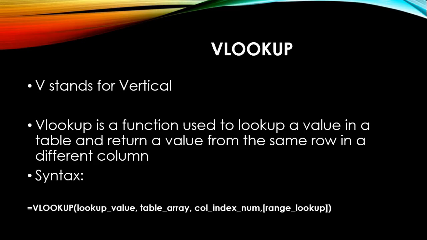So next, what is Vlookup? It is a function which searches for a value in a table and returns a value from the same row in a different column. Got it? And you know the syntax. We have Vlookup. Within brackets, we have the lookup value, table array, column index number, and the range lookup. And all these parameters are separated by comma or semicolon. Most commonly, we use comma to separate each of the parameters.